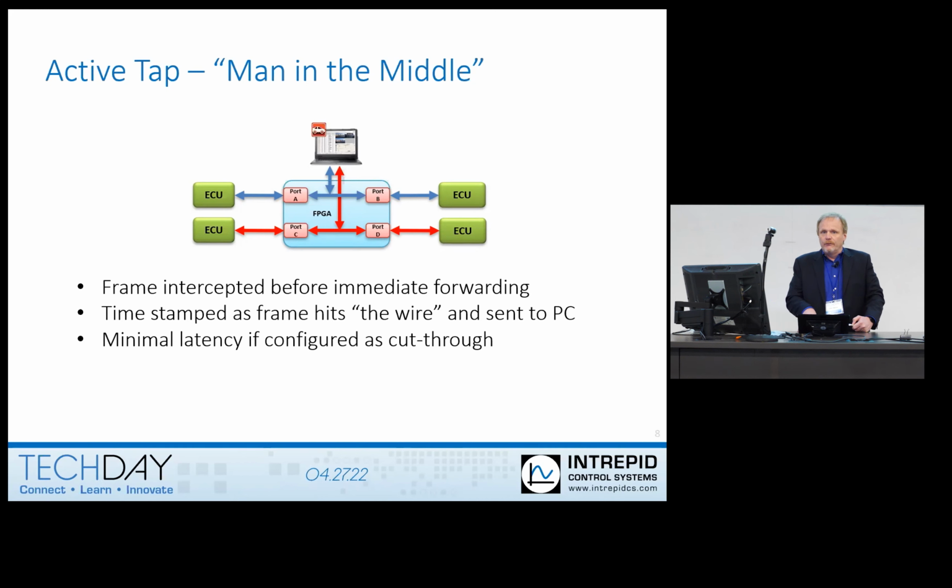It doesn't need to enforce the quality of service of dropping bad frames. In fact, you don't want it to. You want it to pass bad frames back to the computer and to the other device. So you can configure it as a cut-through.